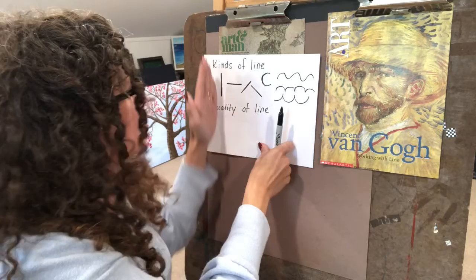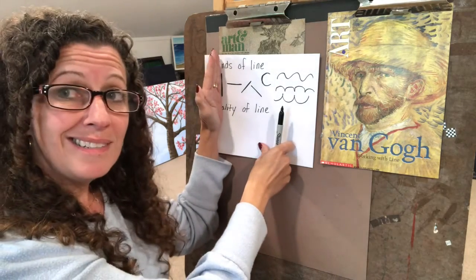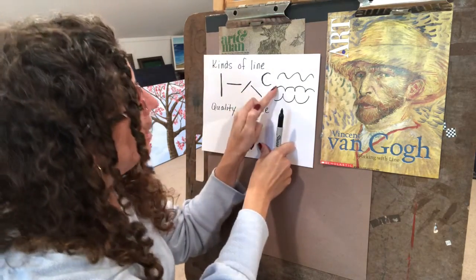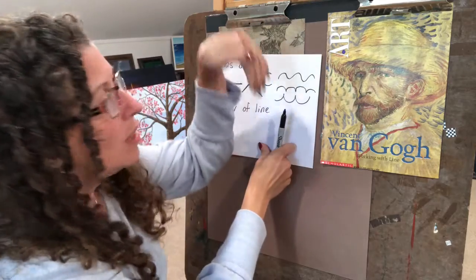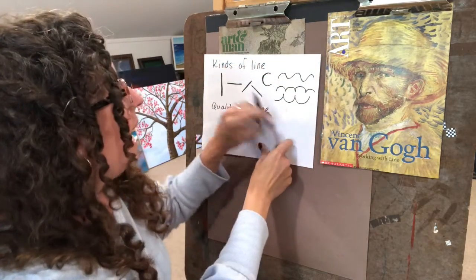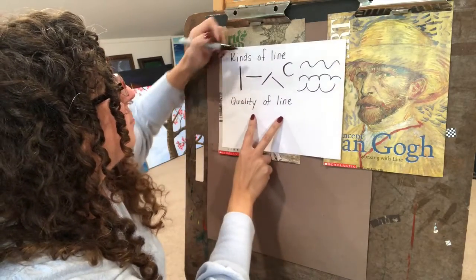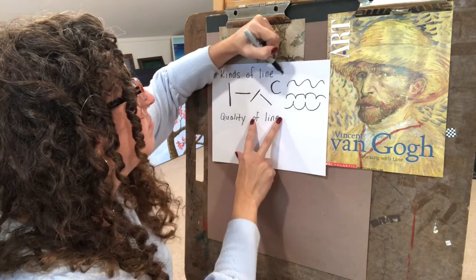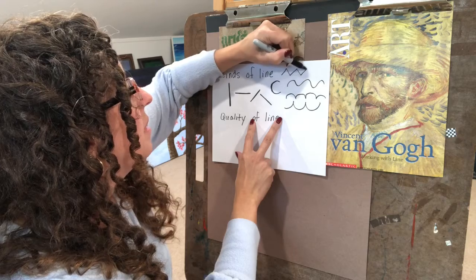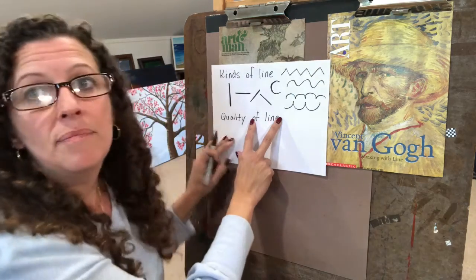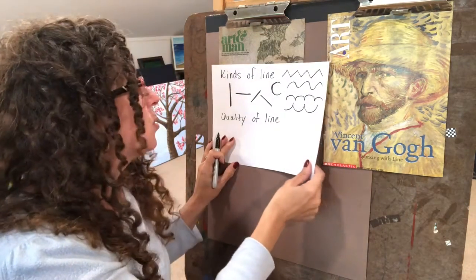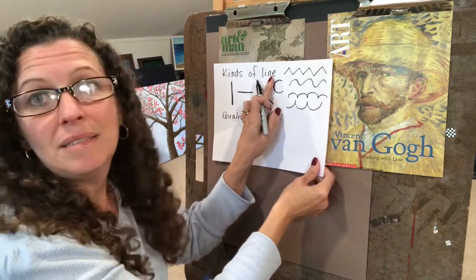Why? Because it does not remain straight. It's the opposite of straight. It curves around, okay? And the other last kind of line would be a zigzag. A zigzag line, right? Okay, so those are the kinds of line.